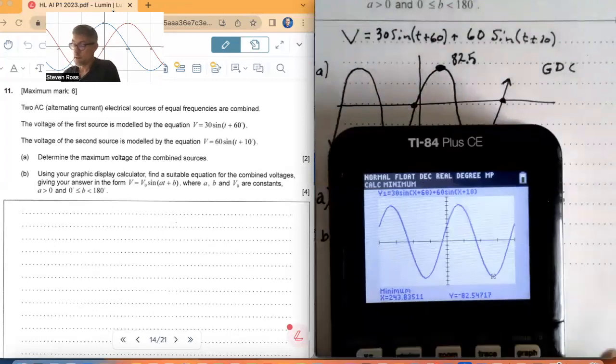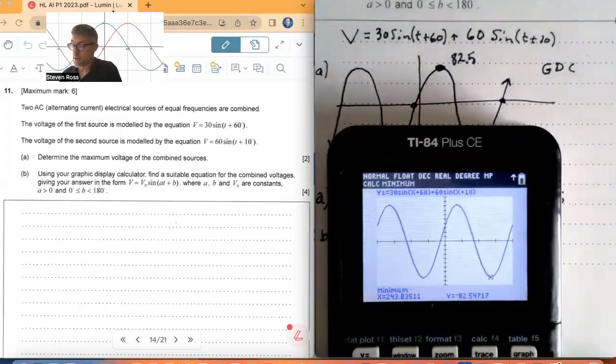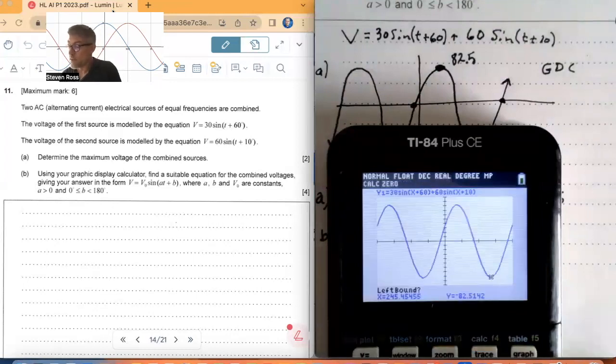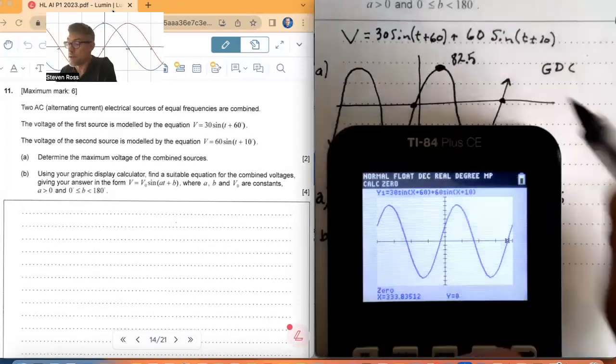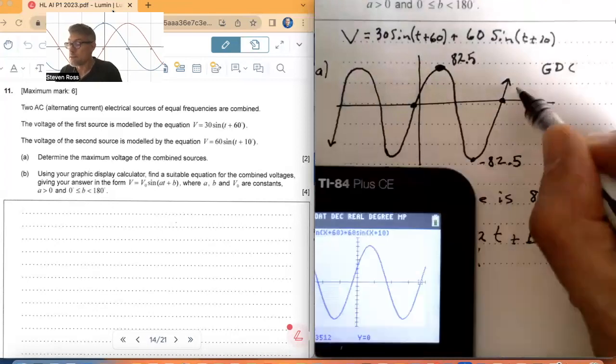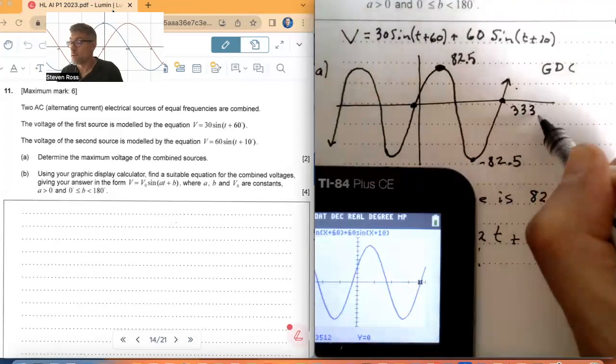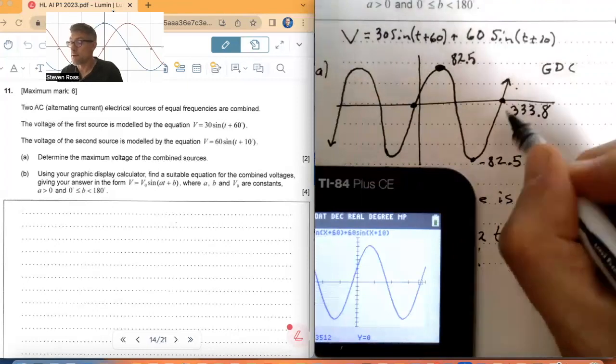All right. So let me find a couple of zeros. So we'll go to zero, and I'm closer to this one, so I'll find that zero: left bound, right bound, and 333.8, we'll say. So that is 333.8. It's right there.